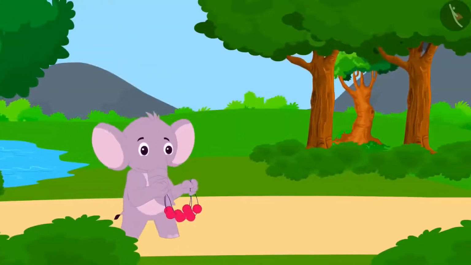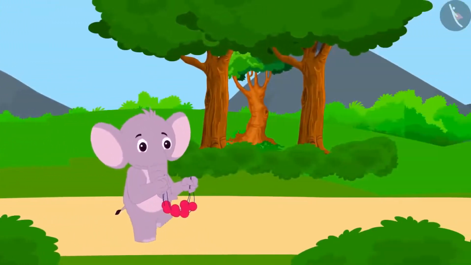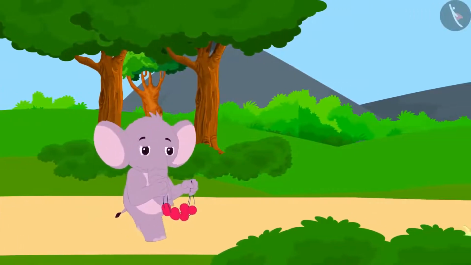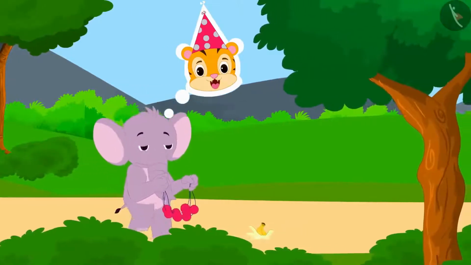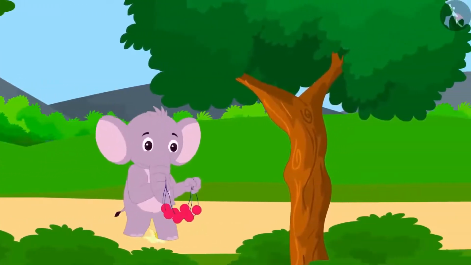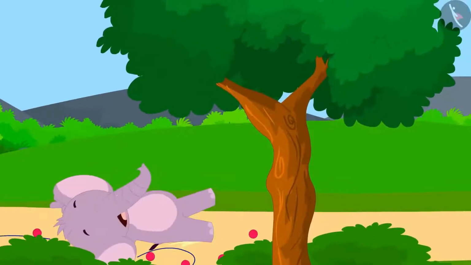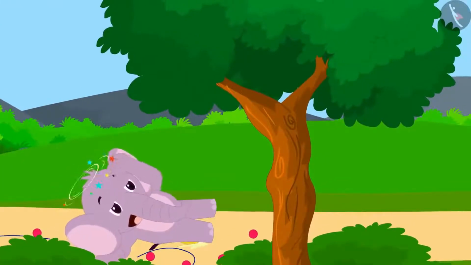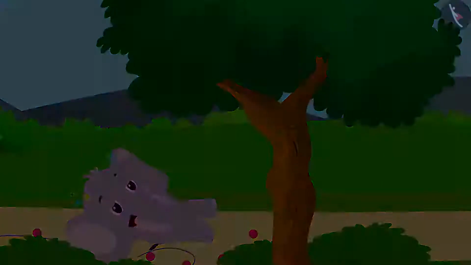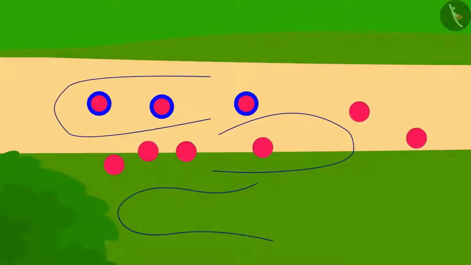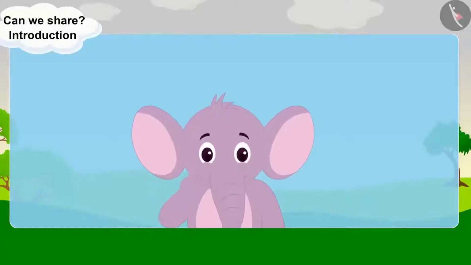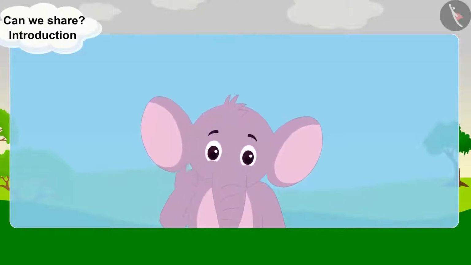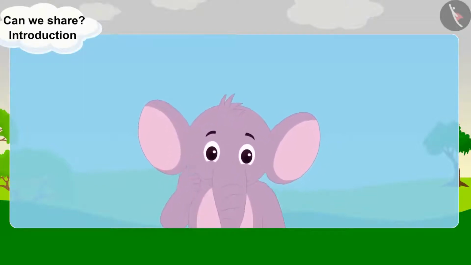Oh, who is this? Appu the elephant. He is bringing 3 necklaces for Sher Khan as a birthday gift. Oh no! Appu slips down and all the necklaces are broken. Appu had a total of 9 pearls in his 3 necklaces. Can you help Appu make 3 necklaces with equal pearls again?